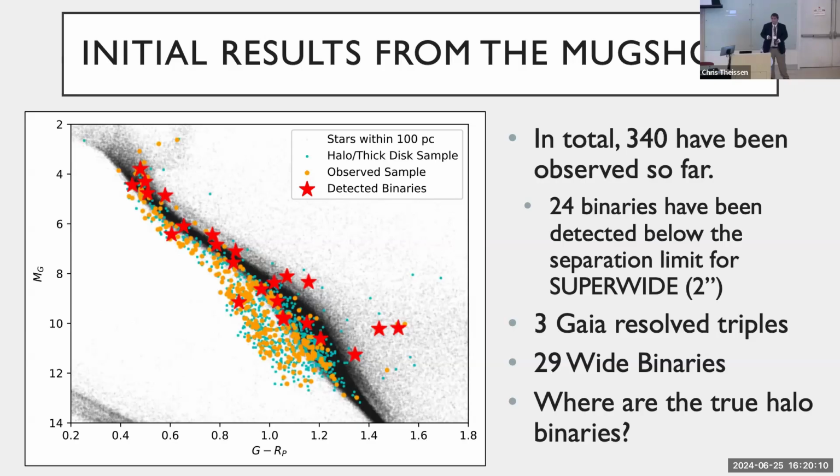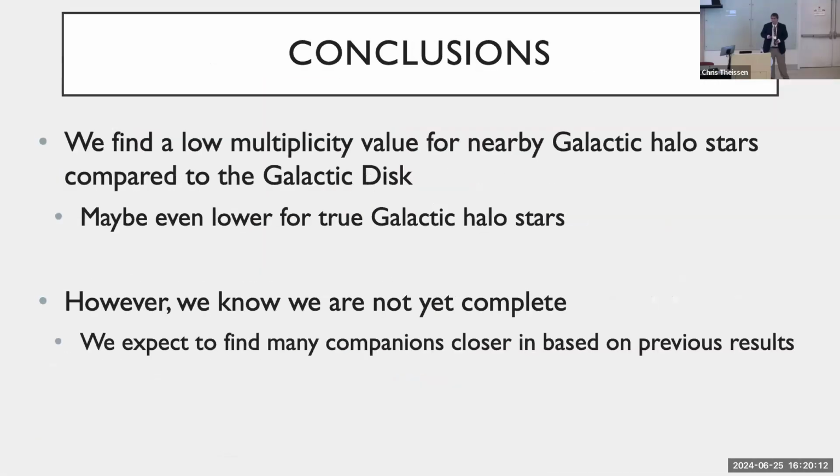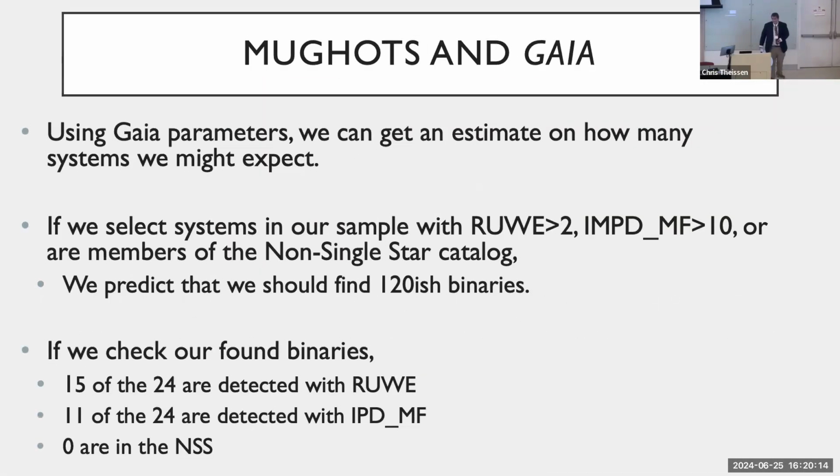Well, I'm happy you mentioned that because it gives me an excuse to go to my backup slides. So I did look at it, and with the RUWE values and the IPD multi-frac, we detect a lot of them. For RUWE, if we do a RUWE cutoff of 2, we get about 15, and if we go with IPD multi-frac, we get about 10 or 11. Actually, the weird thing is that 0 are in the non-single star catalog, which I found to be kind of interesting.